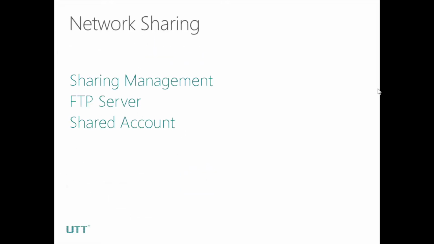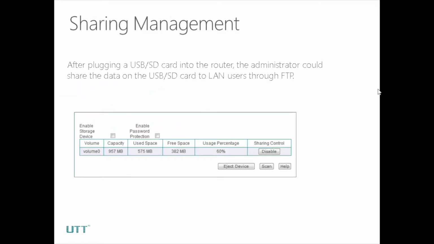There are three parts on the network sharing menu. They are sharing management, FTP server, and shared account. First, let's take a look at sharing management. Before everything, make sure you have a USB drive or a micro SD card plugged in the router. Then we can share the data on the USB drive or micro SD card to LAN users through FTP.